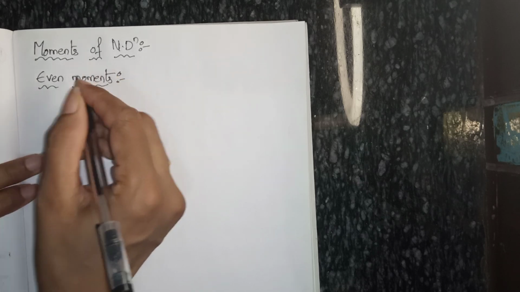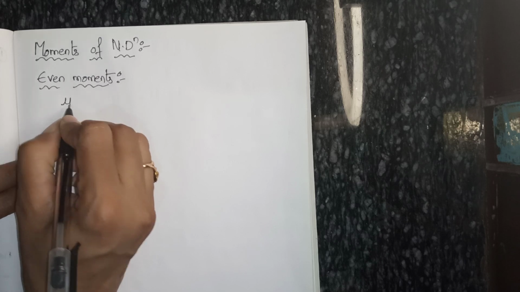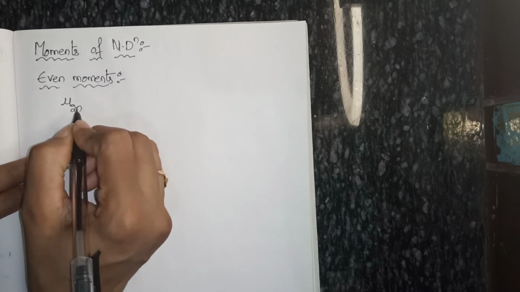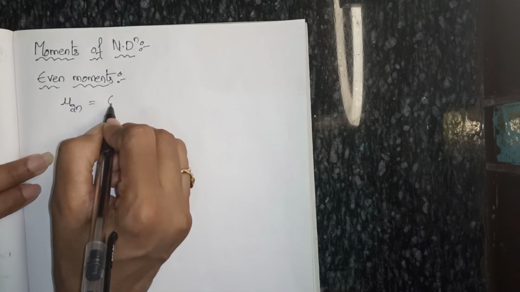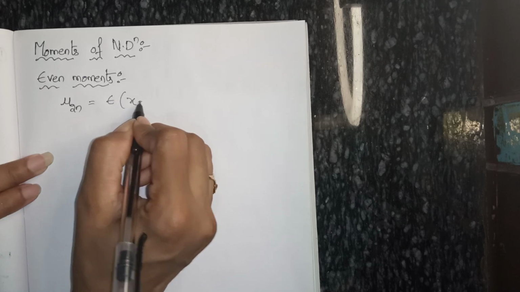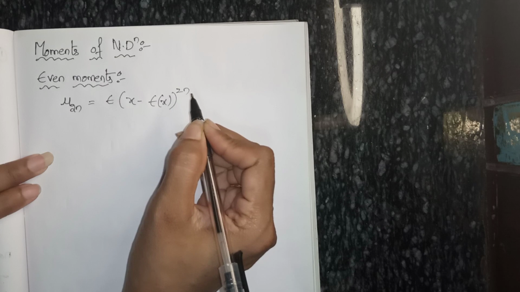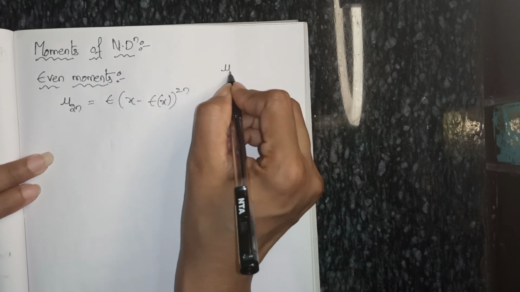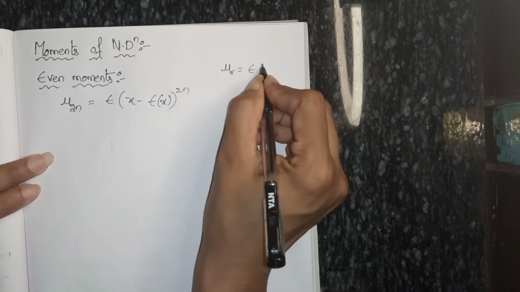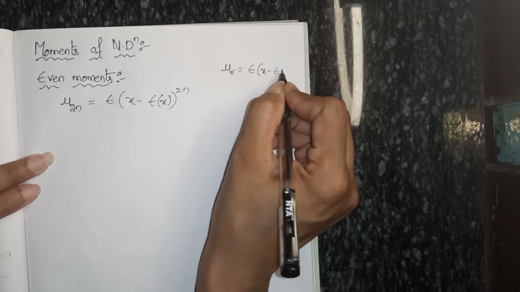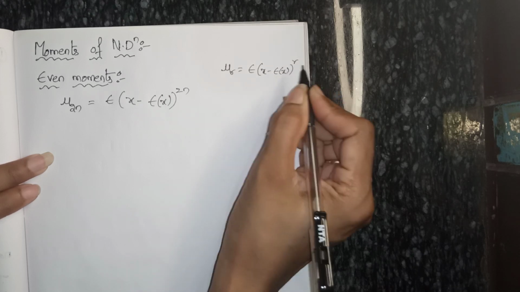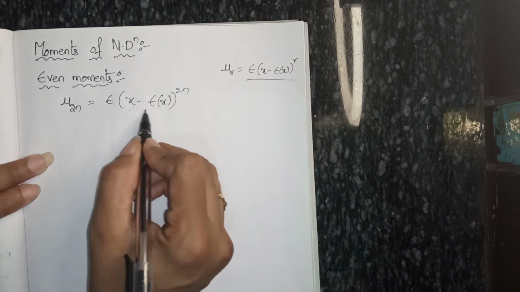So even moments are denoted with mu 2n. That equals the expectation of (x minus expectation of x) whole power 2n. As we all know, mu r equals the expectation of (x minus expectation of x) whole power r. So in this way we have written this.